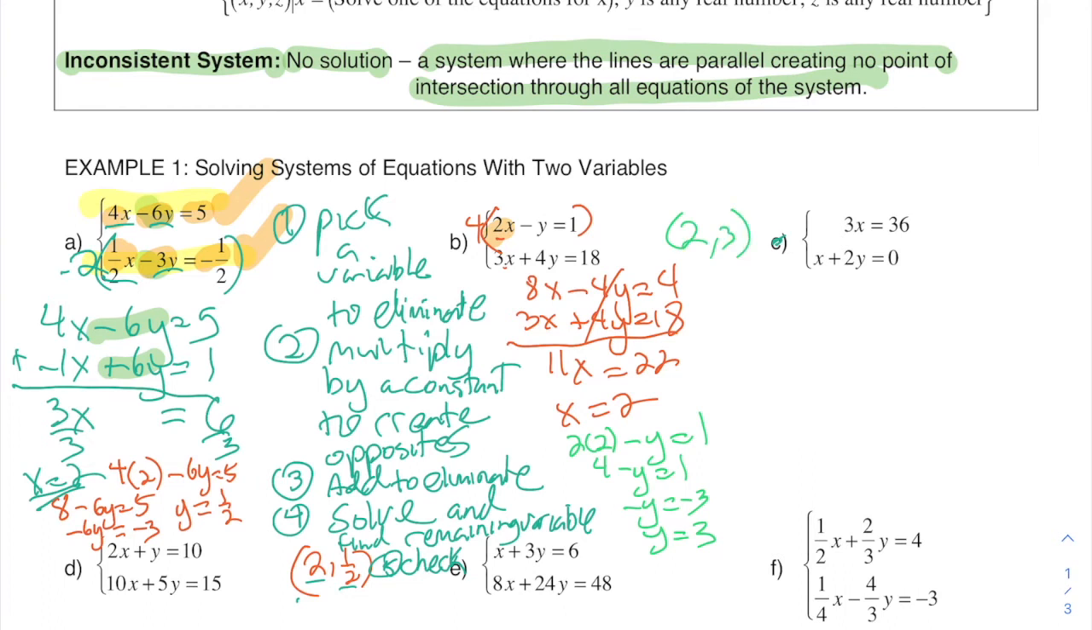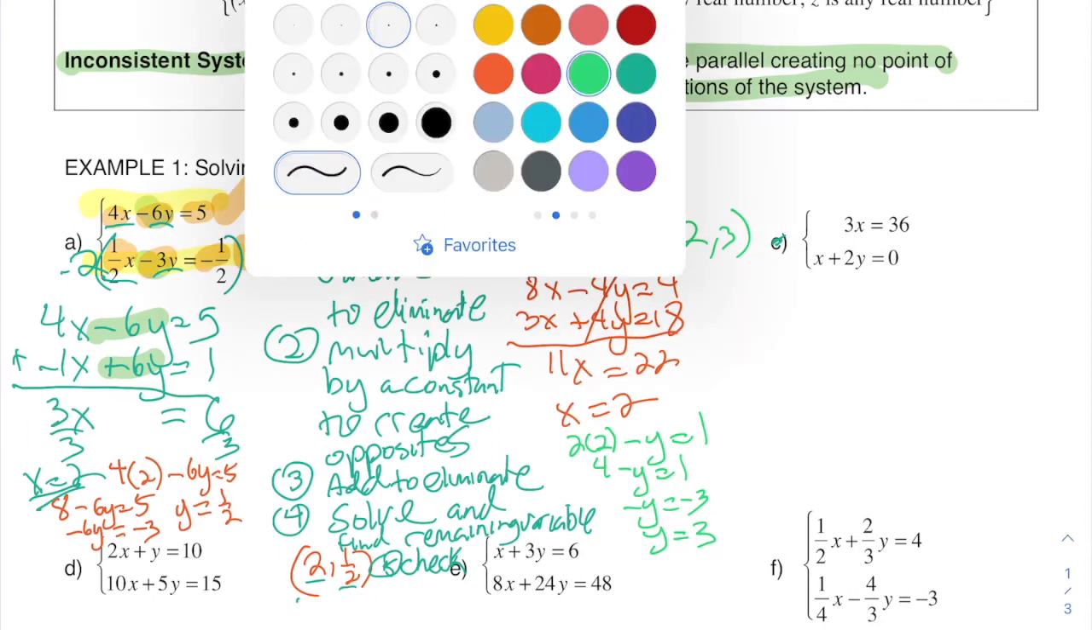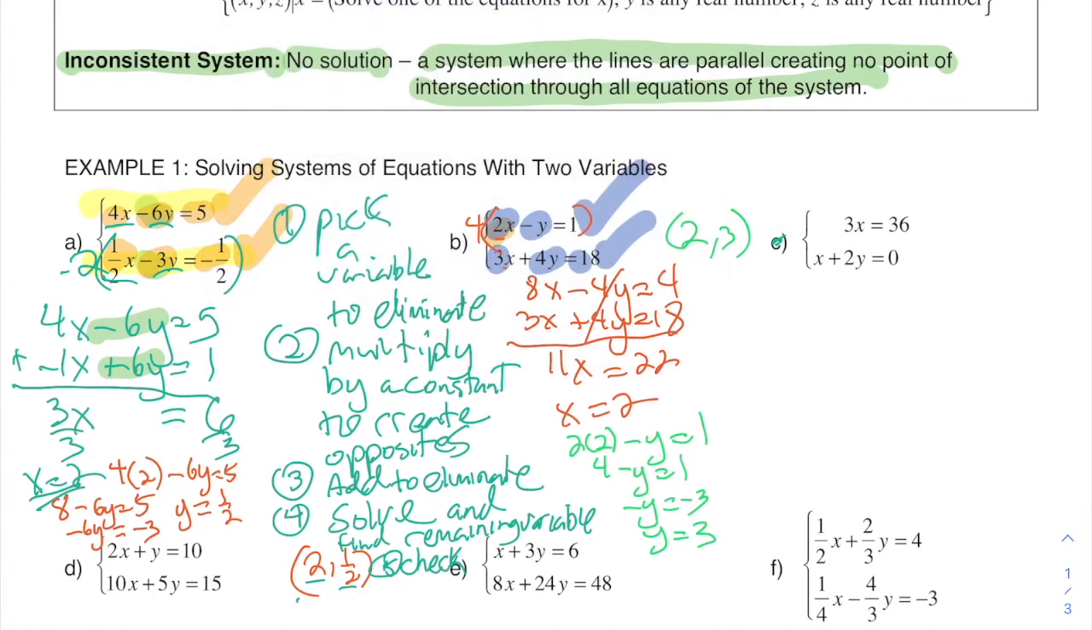All right, let's see. 2 times 2 is 4. 4 minus 3 is 1. That works. 2 times 3 is 6. 4 times 3 is 12. 6 plus 12 is 18. That works. Okay, so please make sure you're doing the check to make sure you're doing this correctly.